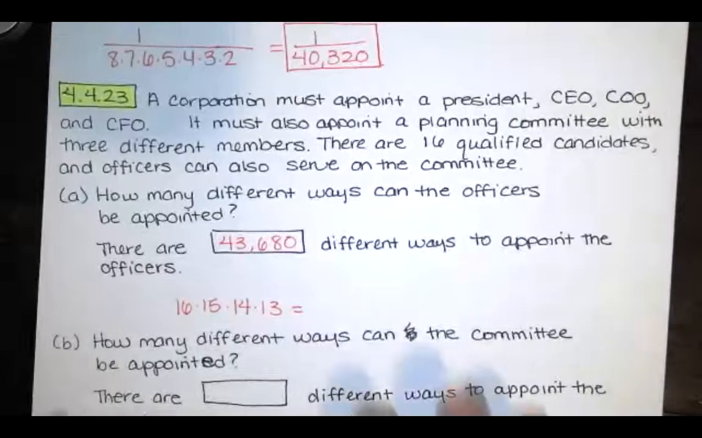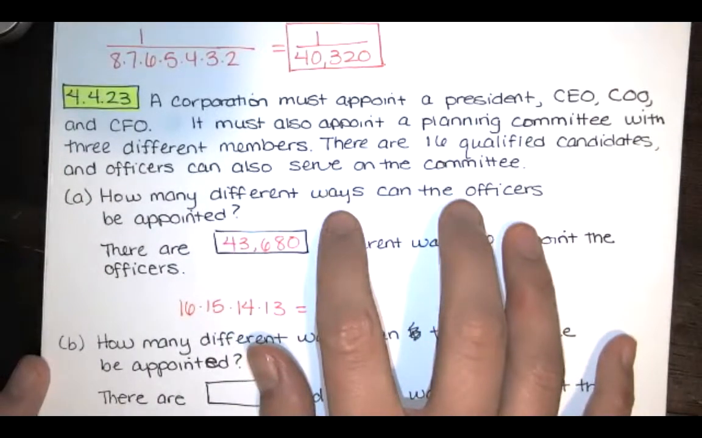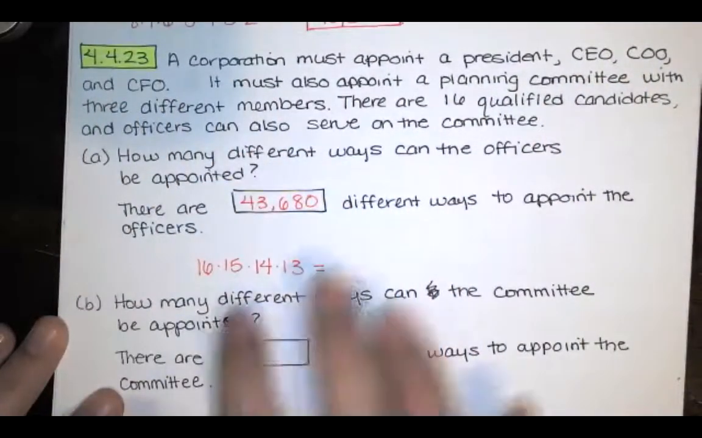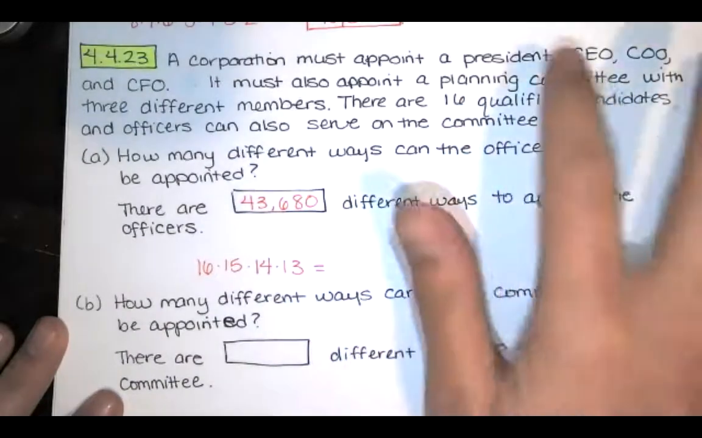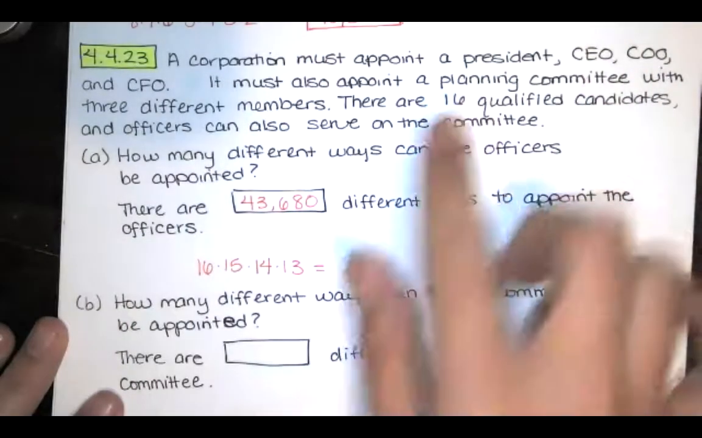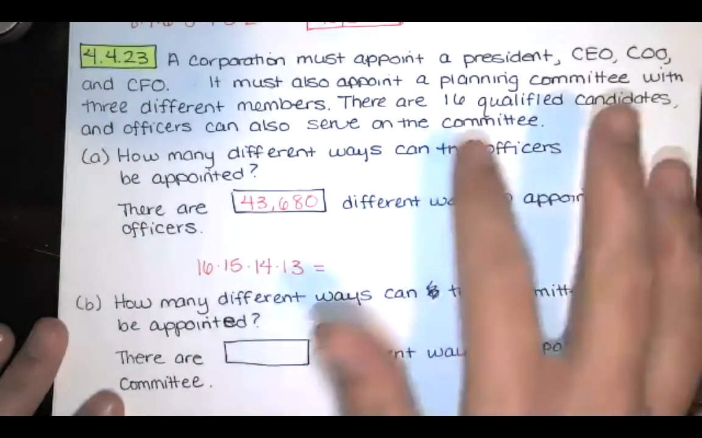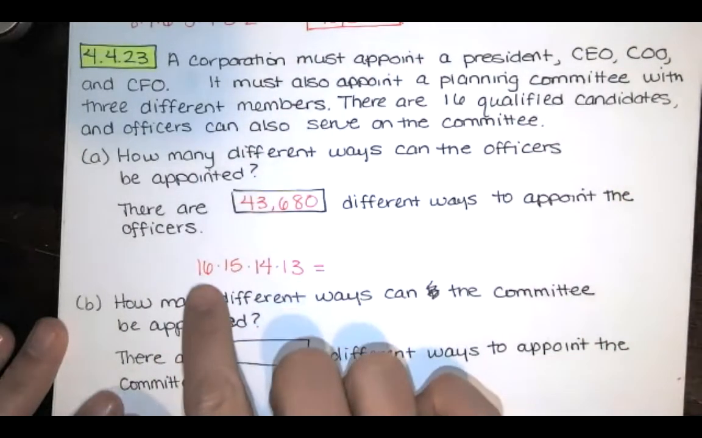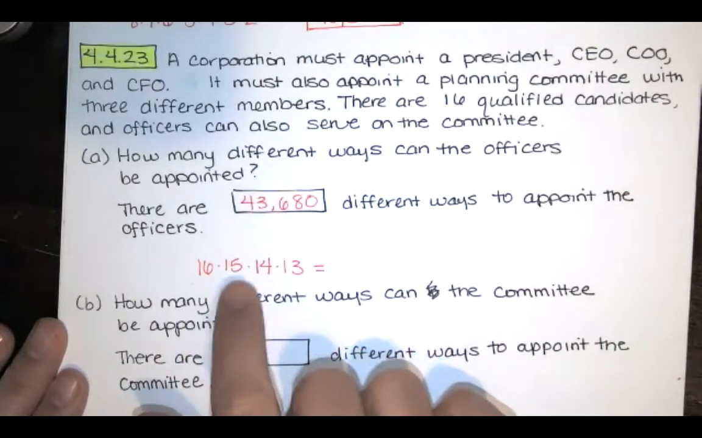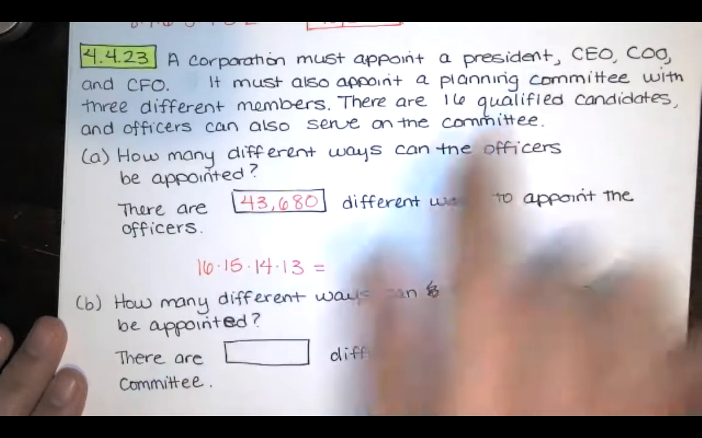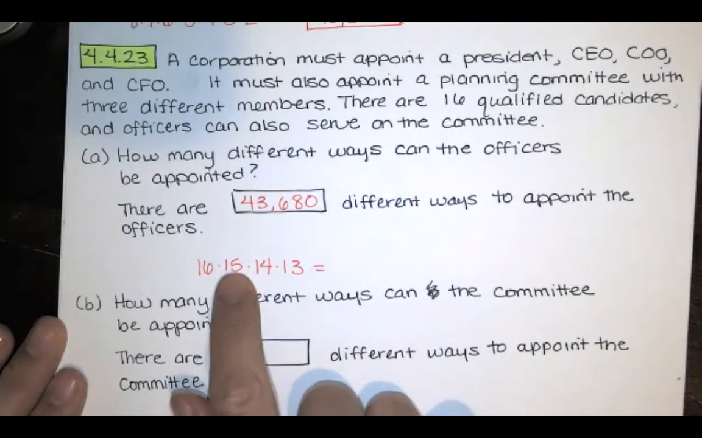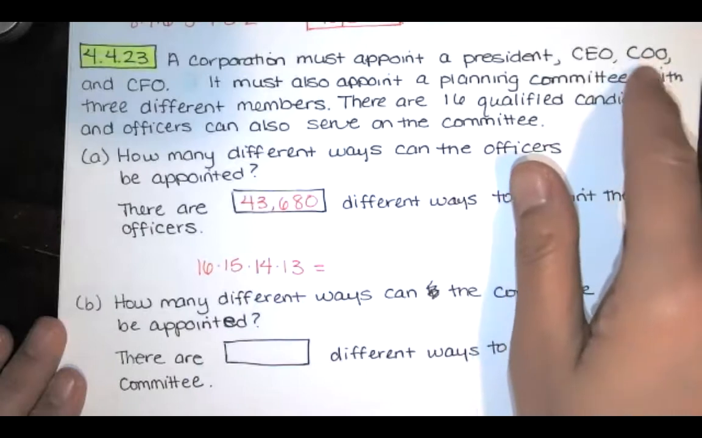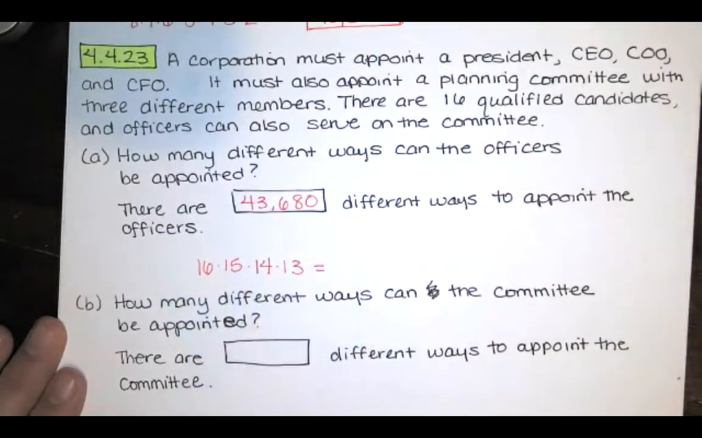Okay. So it's asking me how many different ways the officers can be appointed. And you've got a president, you've got a CEO, a COO, and a CFO. Well, if I have 16 qualified candidates and all of them are qualified for all 4 of these roles, I've got 16 options for the president. But assuming that the president does not also serve as the CEO, the COO, or the CFO, after I choose one person for that office of the president, I only have 15 qualified candidates left for CEO. And then after I choose that person, and I've already chosen the president, there are only 14 qualified candidates left for COO. And then we've got 13 folks left for CFO.